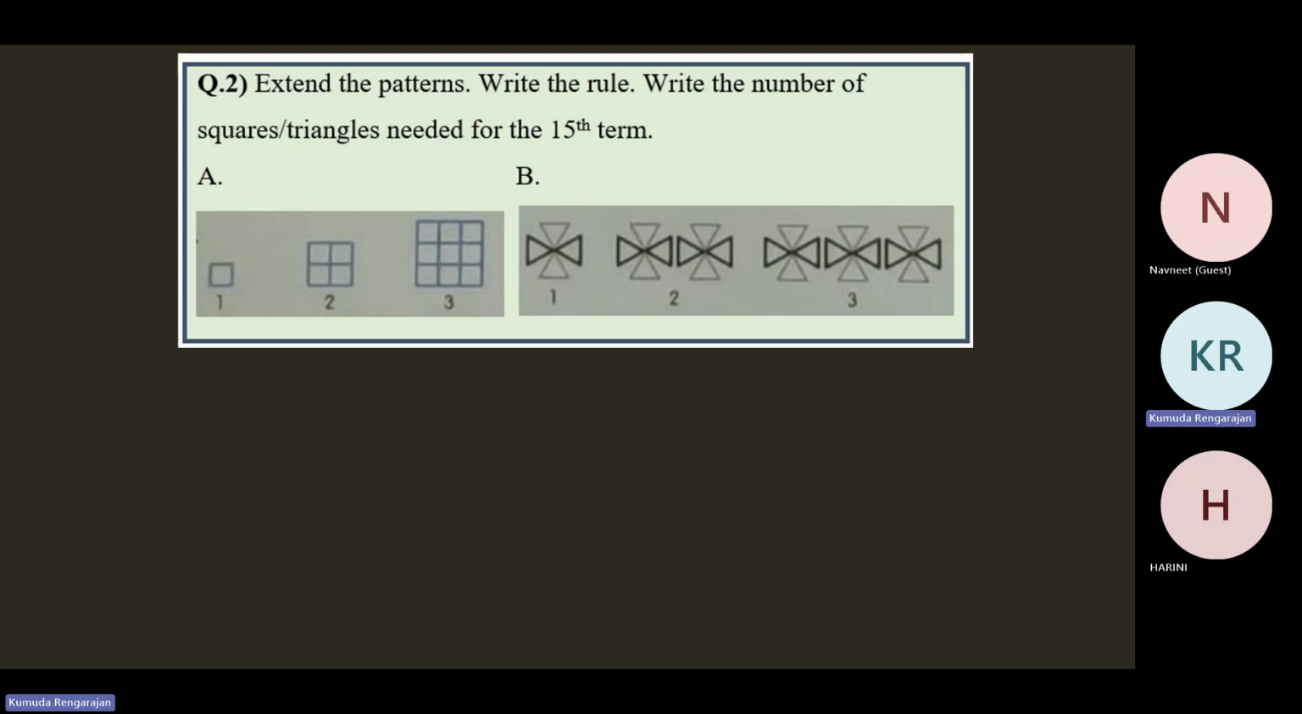Then you should write the number of squares for the first one. For the second one, you should write the number of triangles needed for the 15th term. Okay, so first let's.